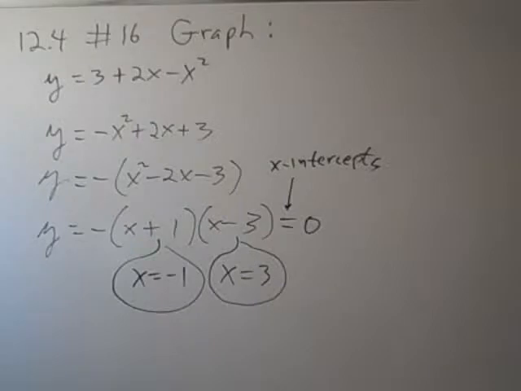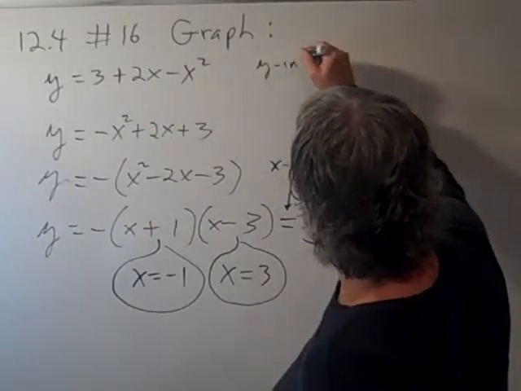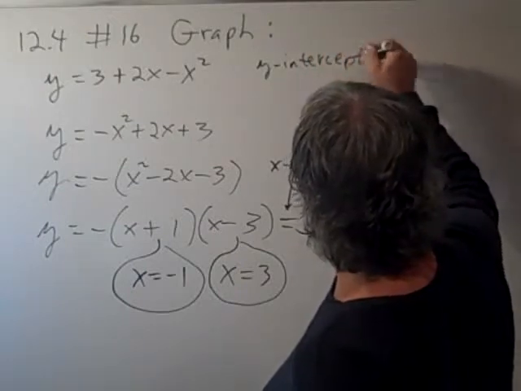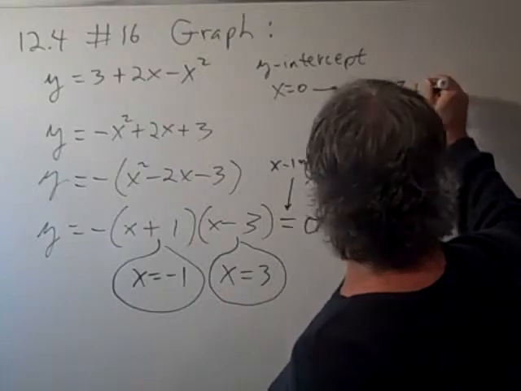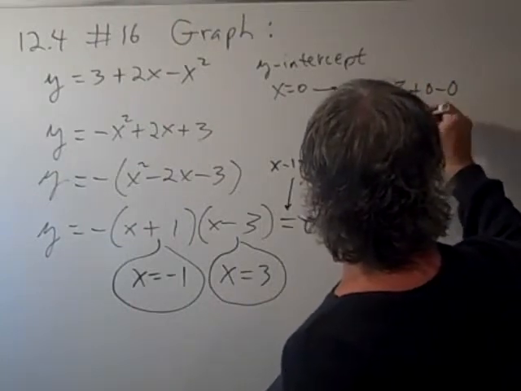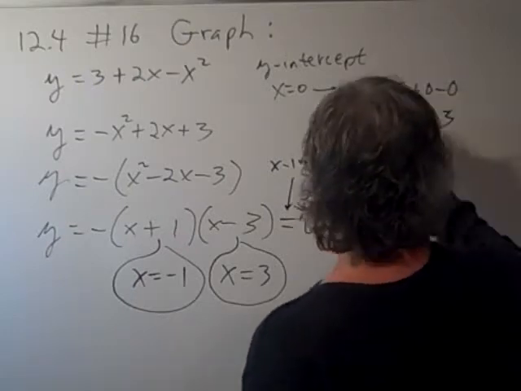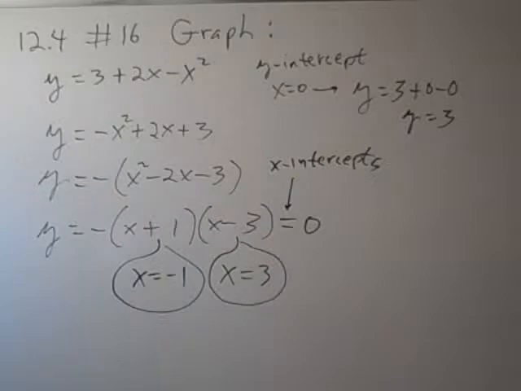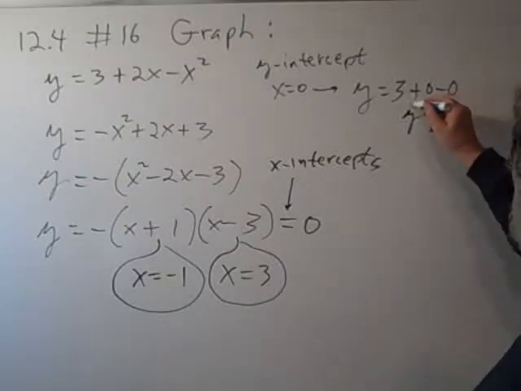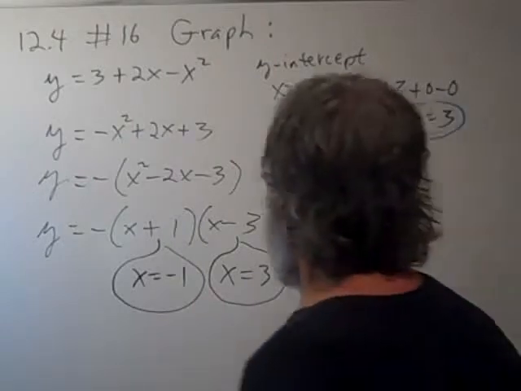Let's now find the y-intercept. Y-intercept occurs when x is equal to 0, so y is equal to 3 plus 0 minus 0, y equals 3. So there we have the y-intercept at y equals 3. That's where the line crosses the y-axis. So we know it crosses all the axes. Next, let's find the vertex, and then we can graph this thing really well.